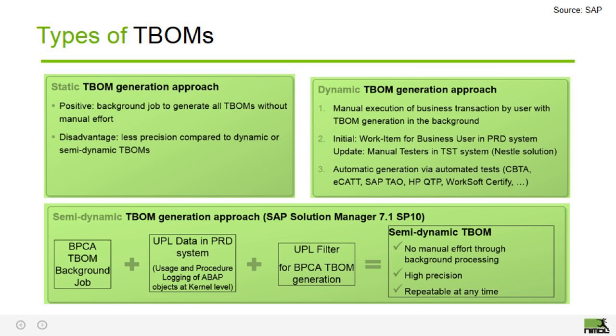Okay. Now with Service Pack 10, SAP has introduced the concept of a semi-dynamic TBOM. This uses the UPL data, or the usage procedure logging data, that's available in your system's kernel, and it creates what's known as a semi-dynamic TBOM, which is a little more precise than a static TBOM.